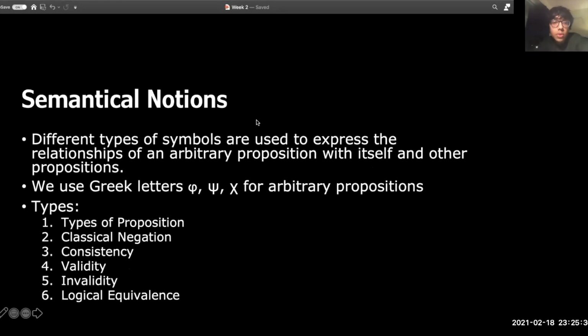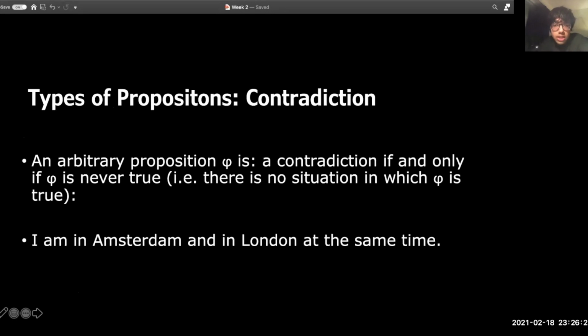All right, let's talk about semantical notations. Different types of symbols are used to express the relationships of arbitrary propositions with itself and other propositions. So we use the Greek letters phi, psi, and chi for arbitrary propositions. So there are the different types of semantical notations: classical negation, consistency, validity, invalidity, logical equivalence, and types of propositions include satisfiable, tautology, and contradictions.